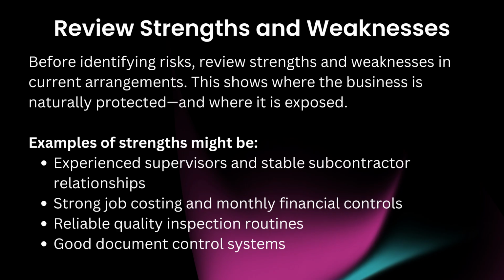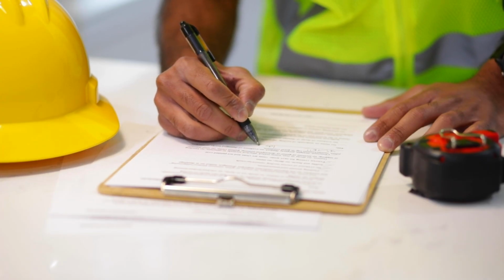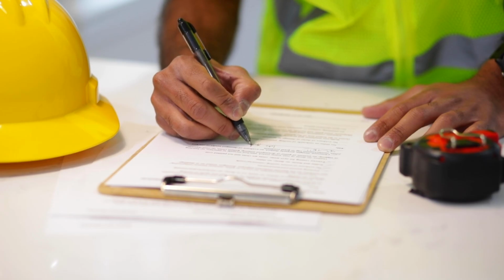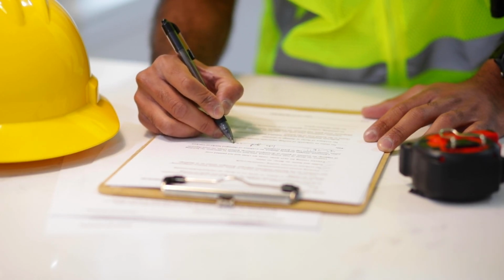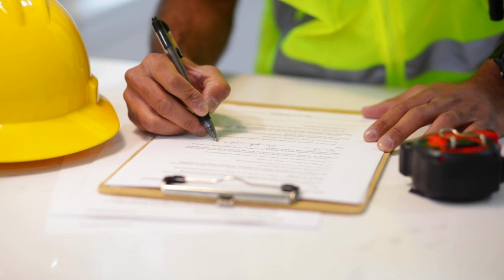Review strengths and weaknesses. Before identifying risks, review strengths and weaknesses in current arrangements. This shows where the business is naturally protected and where it is exposed. Examples of strengths might be experienced supervisors and stable subcontractor relationships, strong job costing and monthly financial controls, reliable quality inspection routines, good document control systems.